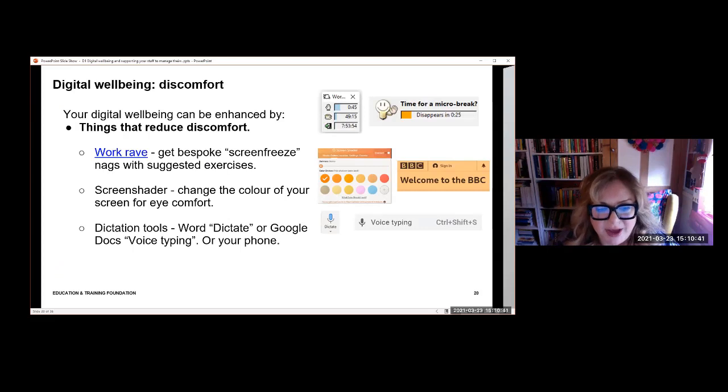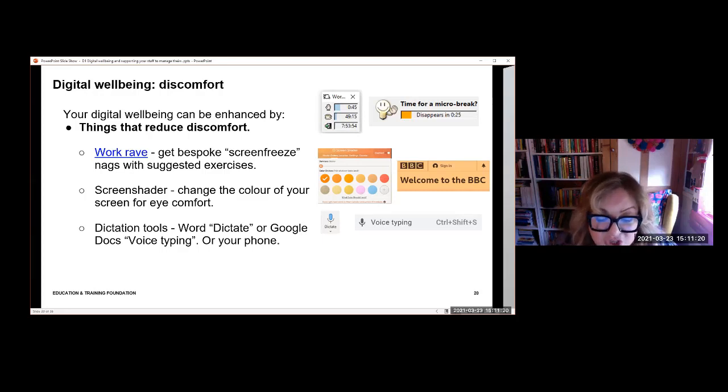So with that in mind, and the amount of time that we're spending in front of a screen, let's have a look at a few digital tools we can use to reduce discomfort and reduce distraction. First of all, to reduce discomfort, there's Work Rave, which gives bespoke screen freeze nags with suggested exercises. The screenshot shows micro break notifications, so you can work out how long you've been in front of your screen.